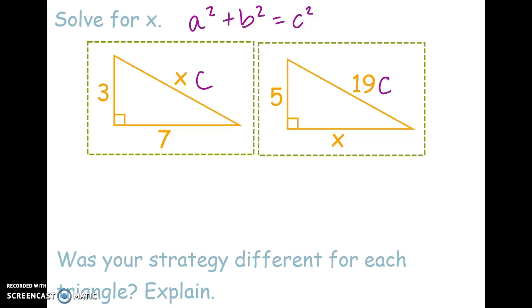So I have two different triangles. My X is in a different place on both, which means I'm going to have to solve it a little bit differently. So to set up this first one, we would have 3 squared plus 7 squared equals x squared. For the next one, we'd have 5 squared plus x squared equals 19 squared.